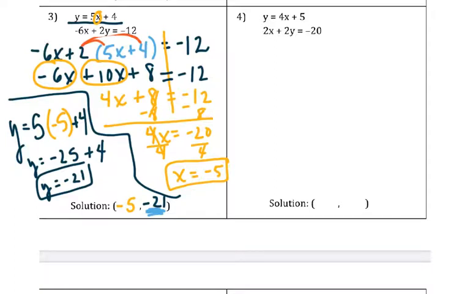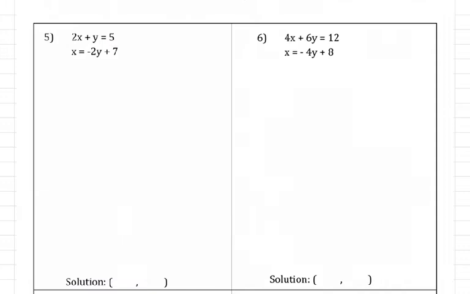Okay, so go ahead and try the same thing with number 4. You have a y equals, that's the letter by itself. We know what y is, so we're going to replace this y in that equation with what we know that y is. Okay, try number 4. Follow your steps for number 3 if you get stuck. Go ahead and do number 4. Okay, let's take a look at number 5.